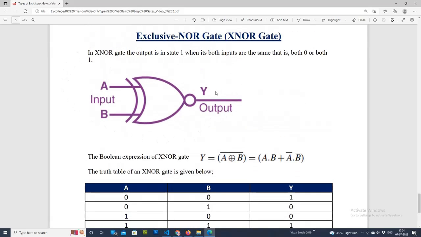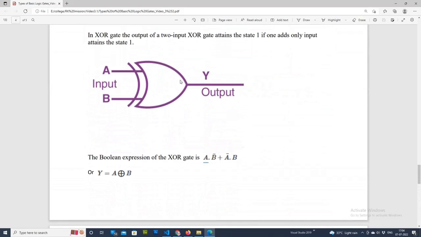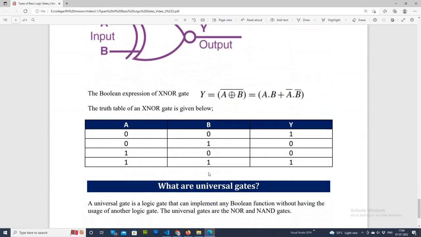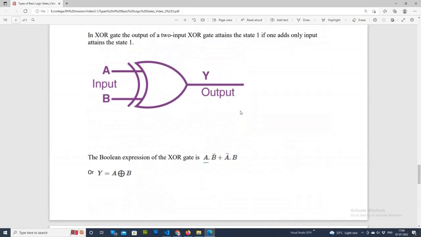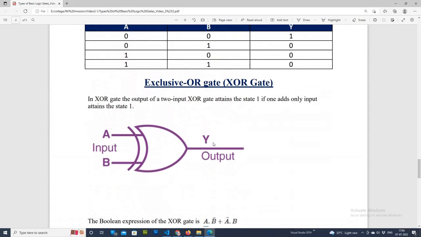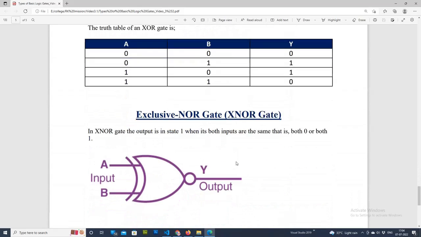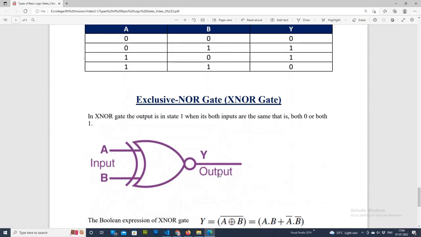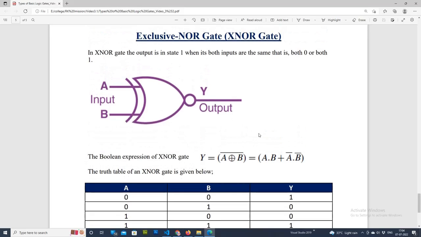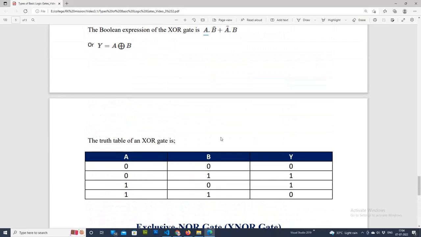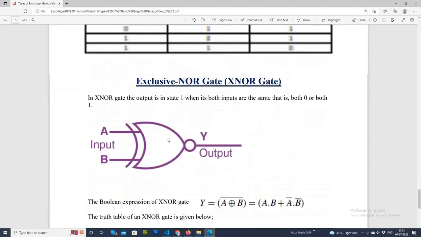In the exclusive NOR gate, it is the same picture as this, but there is a little difference. We don't have a NOT here, but we have a NOT here. So what is the exclusive NOR gate? It is the complement of the exclusive OR gate, the XOR gate. We call it the exclusive NOR gate. Here we can see the XOR expression, and we have a complement or bar above that. It's the same concept, just the complement of the XOR gate.